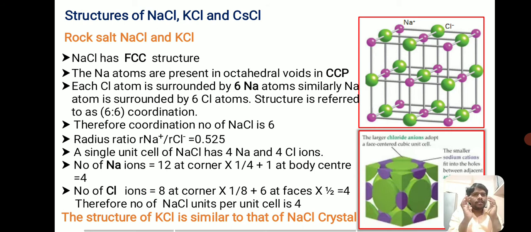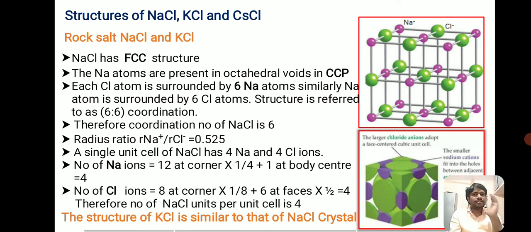Here each chlorine atom, you can see the chlorine atom here, is surrounded by 6 sodium atoms. Similarly, each sodium atom is also surrounded by 6 chlorine atoms. So the structure is referred to as 6:6 coordination. Therefore, the coordination number of sodium chloride is 6. And the radius ratio of sodium chloride is 0.525.